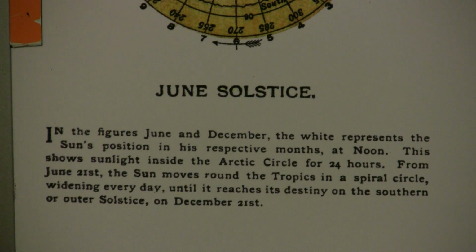In the figures June and December, the white represents the sun's position in its respective month at noon. This shows sunlight inside the Arctic Circle for 24 hours. From June 21st, the sun moves round the tropic in a spiral circle, widening every day until it reaches its destiny on the southern or outer solstice on December 21st. It's written on the map, the sun moves. Scientifically and practically correct.